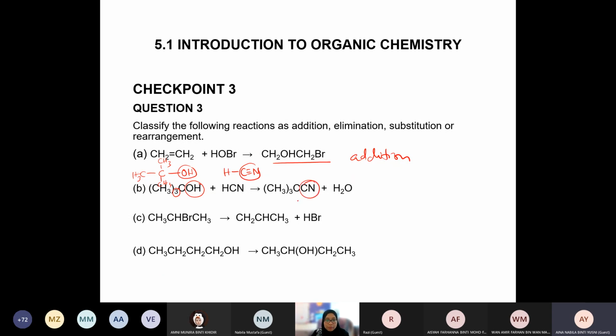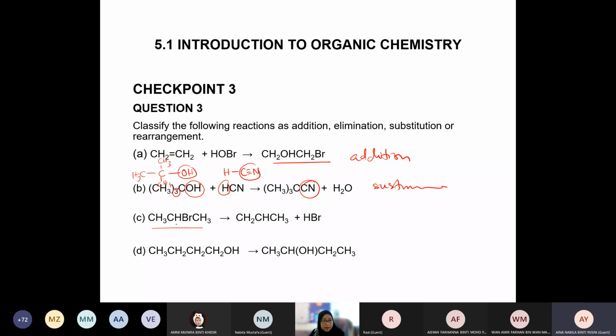This OH later on will combine with the hydrogen from HCN. So this is a substitution reaction because OH is now being replaced with CN, okay, with cyano group. So this is substitution. Okay, all right. So initially we have one reactant, the starting material. Next we have it produce two. After reaction, we produce two products. Okay, all right.